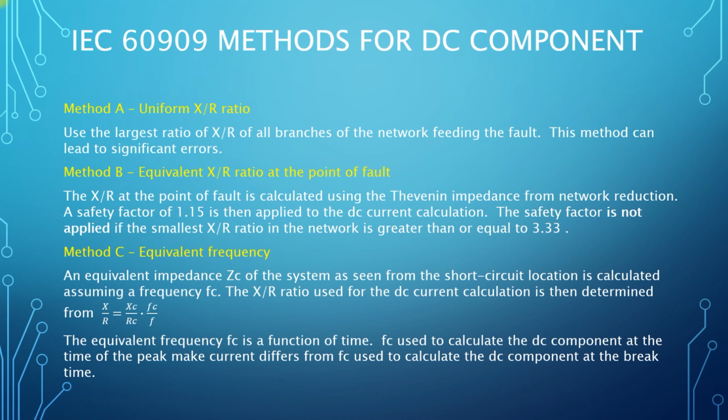Now, this equivalent frequency Fc is a function of time, and as you progress through the different periods of the fault, the value of Fc that you use changes. The value of Fc that you would use, for example, to calculate the DC component at the time of the peak make current differs from that which you would use to calculate the DC component at the break time.